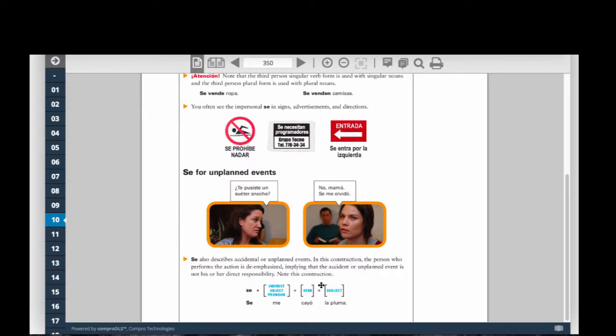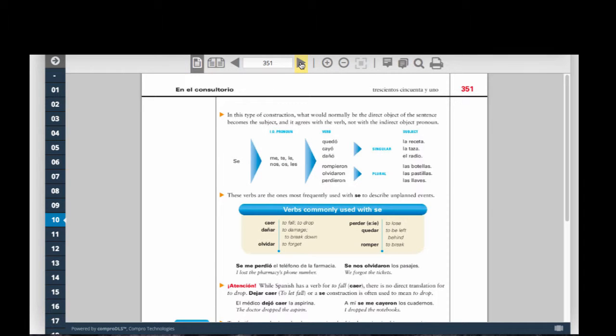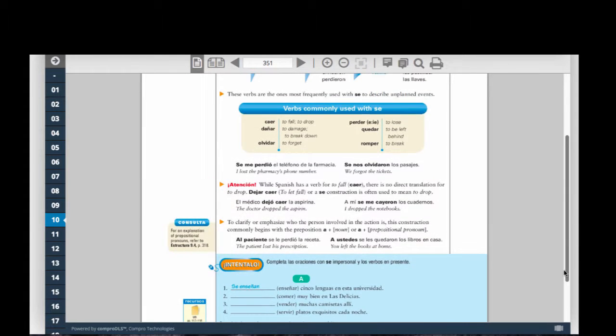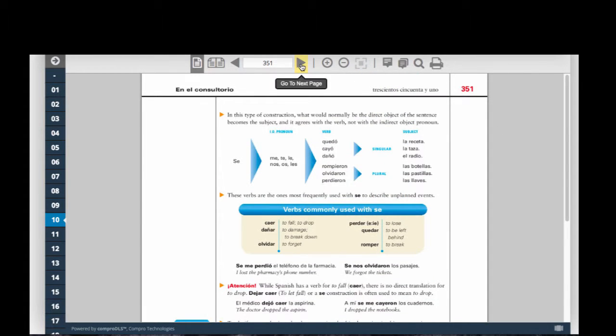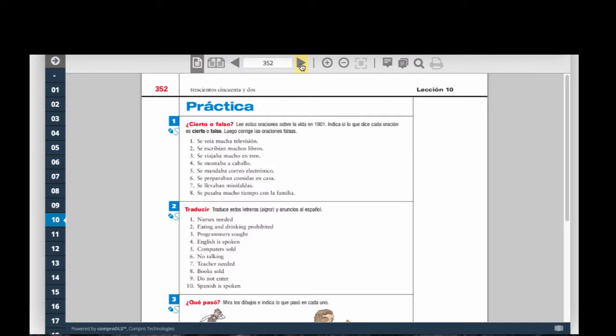So these are accidental or unplanned events. It's actually an easy structure, but you need to study it well to make sure you understand how this structure is built. There are some verbs that describe accidents, and they are commonly used with this structure: caer, dañar, olvidar, perder, quedar, romper. Those are the verbs that usually work with this grammatical form.